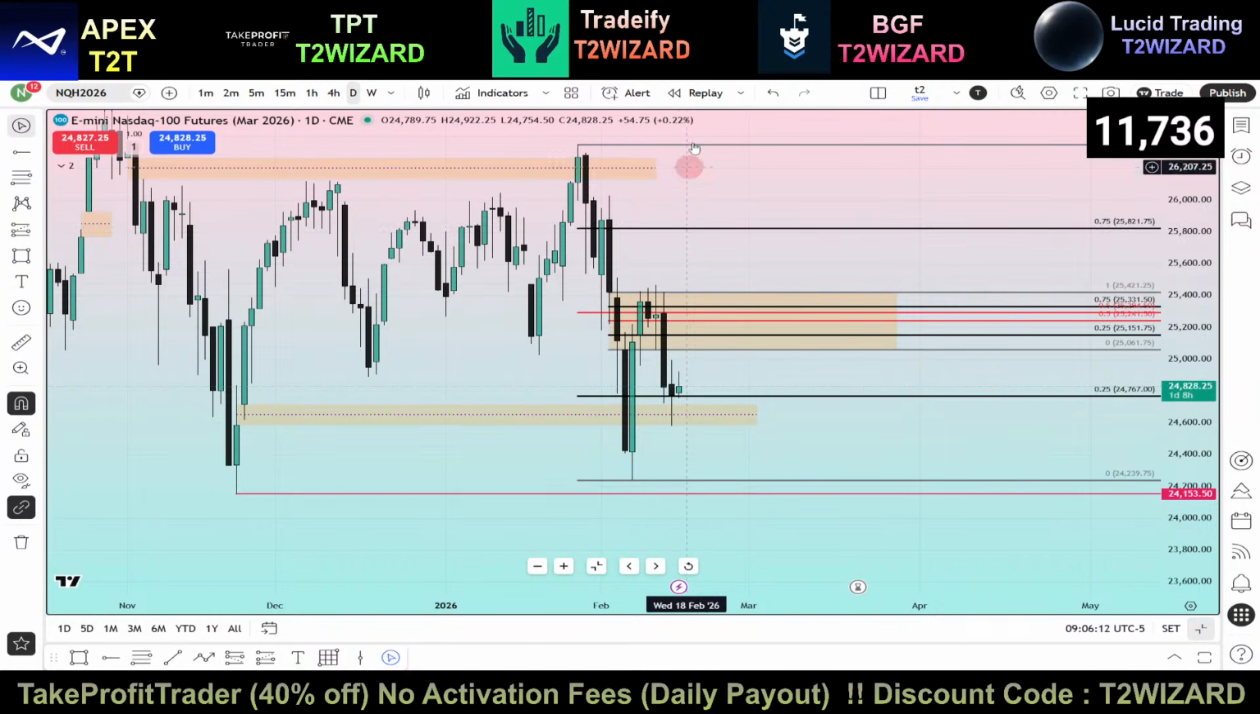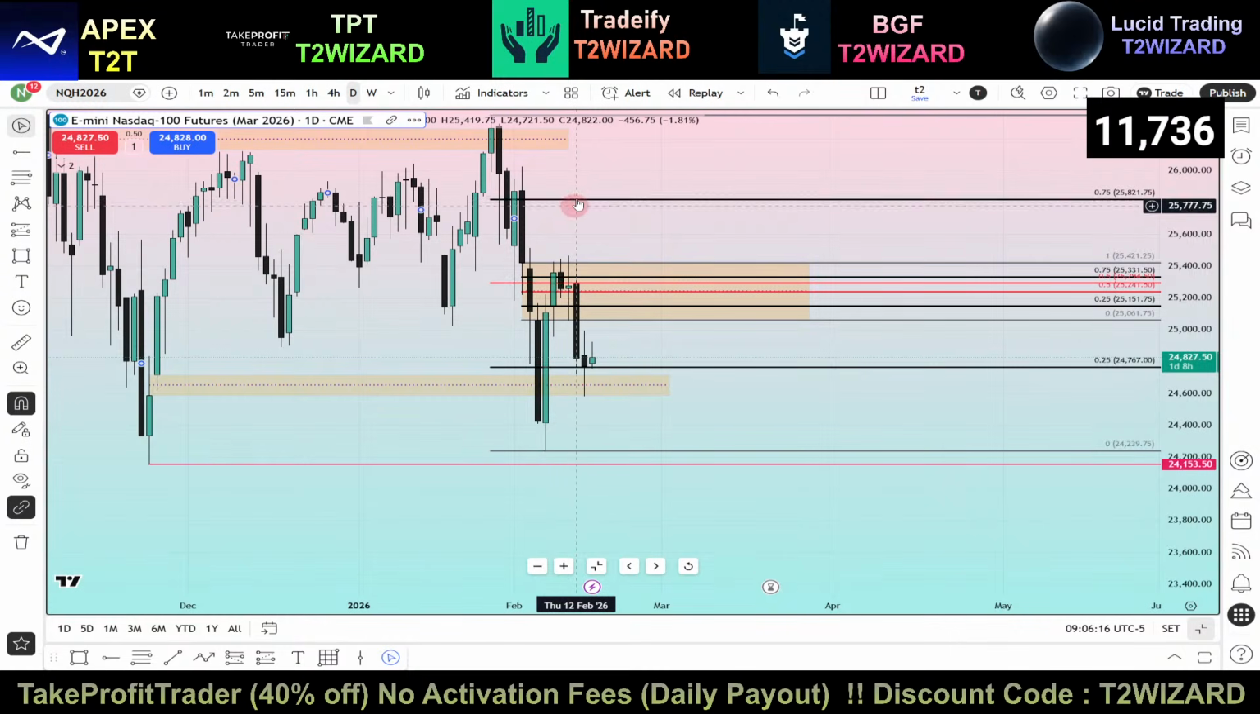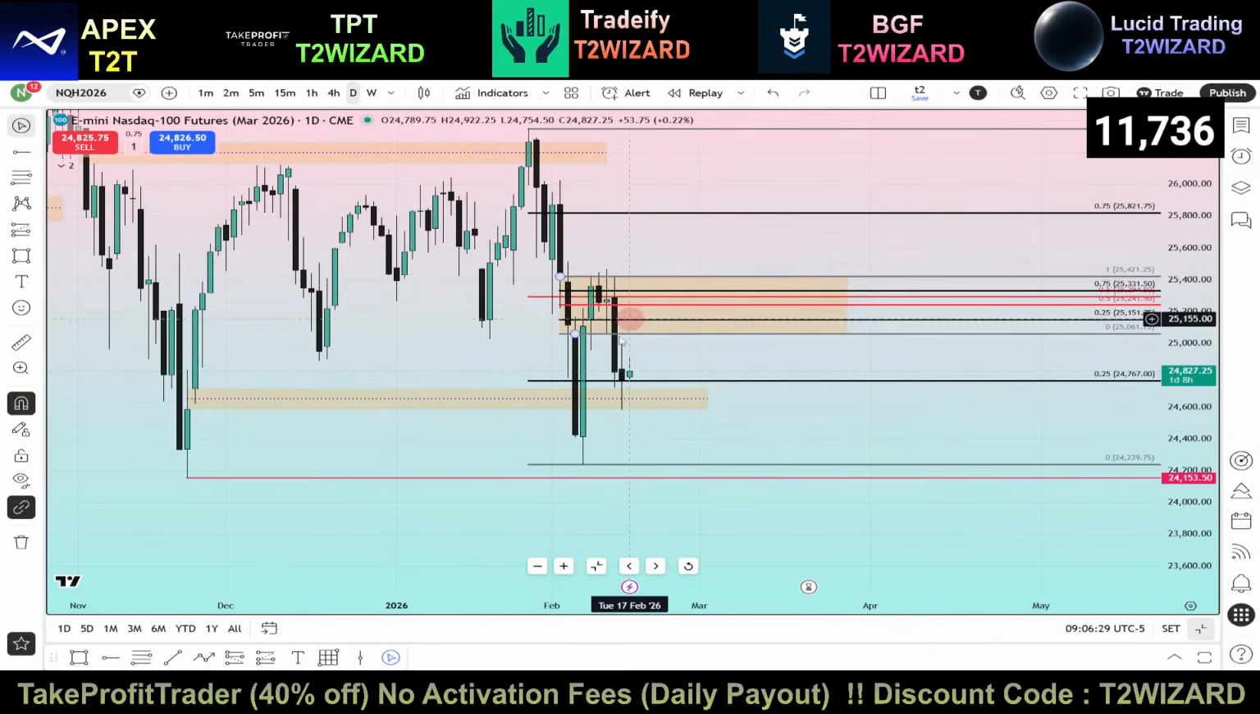Instead of that, you should look for buy in this deep premium. At the same time, if it would fail to come over here and then come to this deep discounted area, around that area, then you should keep looking for the sell in this deep discounted area instead of taking the buy, something like that.